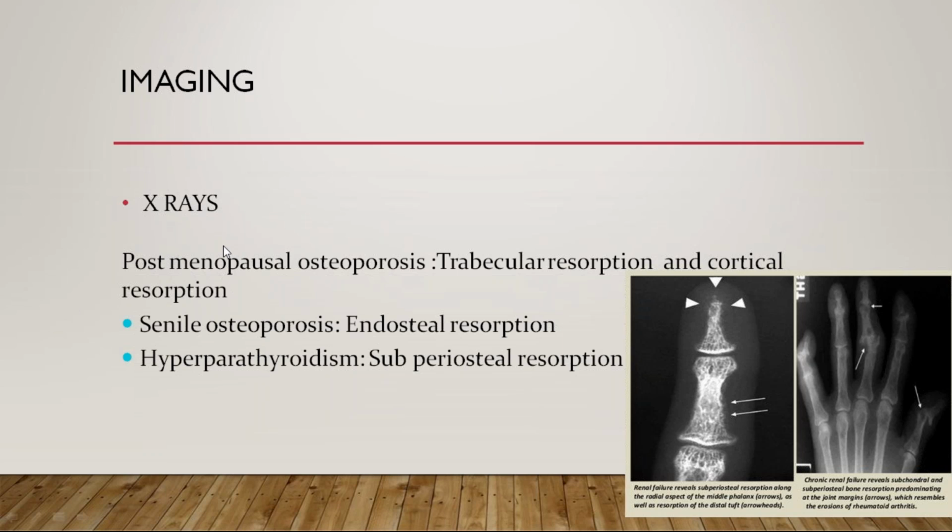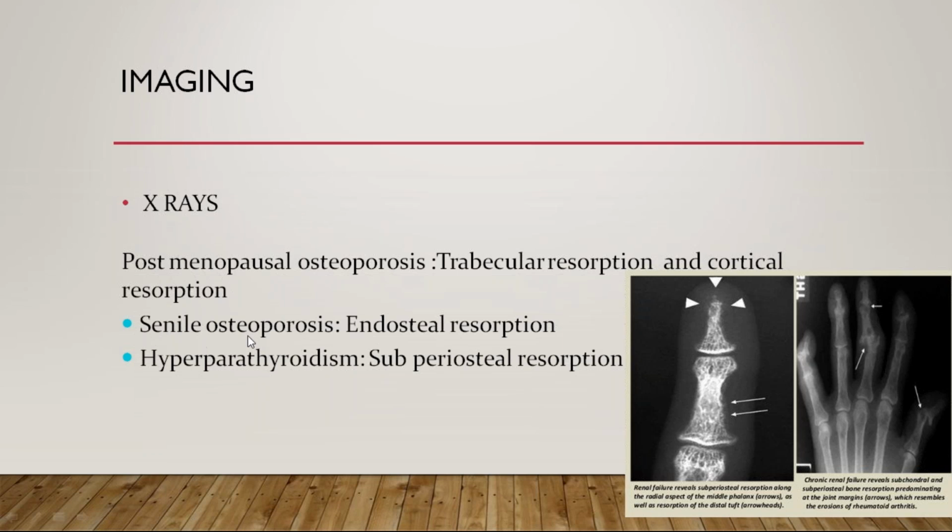First is X-rays. What you will see in osteoporotic bone, in postmenopausal osteoporosis, that is after they attain menopause, they have trabecular resorption and cortical resorption. It is more common in the vertebra. Both the trabecular resorption and the cortical resorption, inside the bone matrix, will be affected. That is, resorption means both will be affected in postmenopausal osteoporosis.